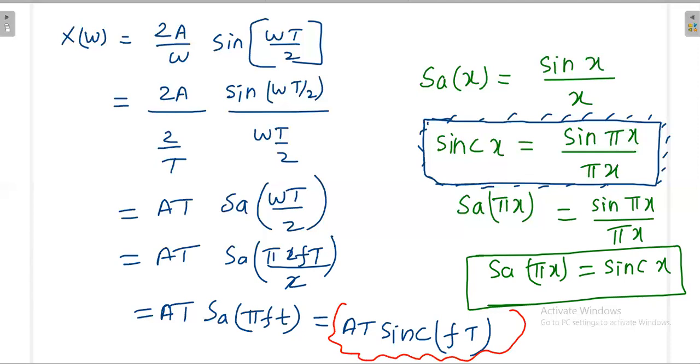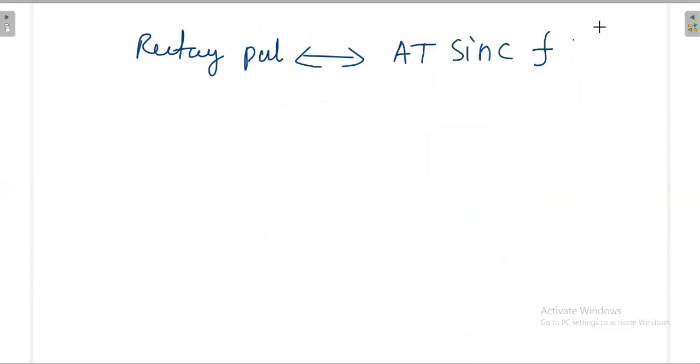For a rectangular pulse, if you take the Fourier transform, you will be getting AT sinc fT. So once again we'll write, for a rectangular pulse, the Fourier transform is AT sinc fT. Again f is the running variable here, because you are in the frequency domain. Depending on what value of frequency you are having, your overall value will change.